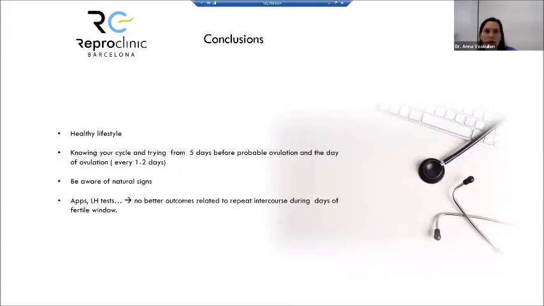So in conclusion, I would say have a healthy lifestyle in terms of varied food and a little bit of exercise as well. And it's important knowing your cycle and trying from 5 days before the probable ovulation and the day of ovulation, every other day or every day. Be aware of natural signs that you could feel when you ovulate. And also another thing is that using some apps or LH tests has not shown better outcomes related to just having repeated intercourse during the days of the fertile window.